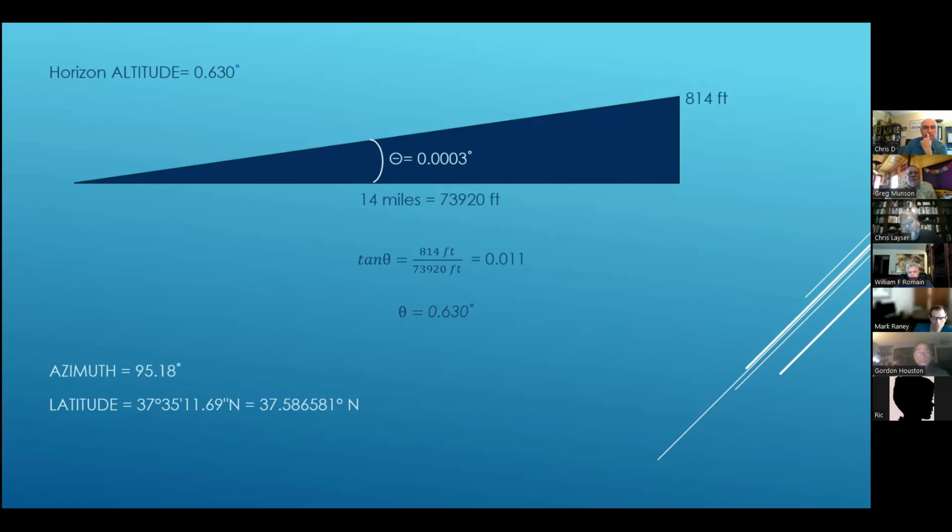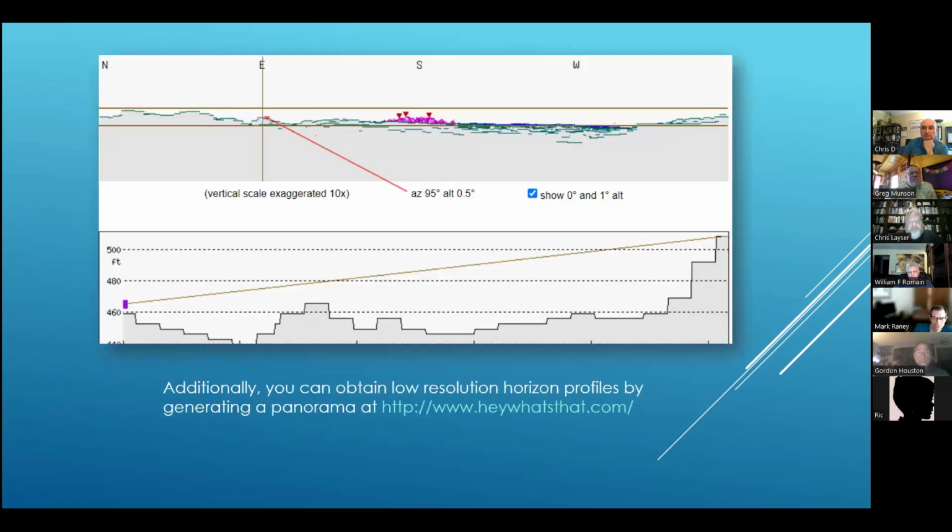One other thing, if you don't want to go through this math, this isn't quite as accurate, as we'll see, but there's a really good program out there called Hey What's That, where you can obtain your own pretty low resolution profiles. It's a free tool. You go to the site, go to new panorama, put in your latitude, your longitude, and name your panorama, and it'll generate one in a minute or two. Then you can move your cursor around.